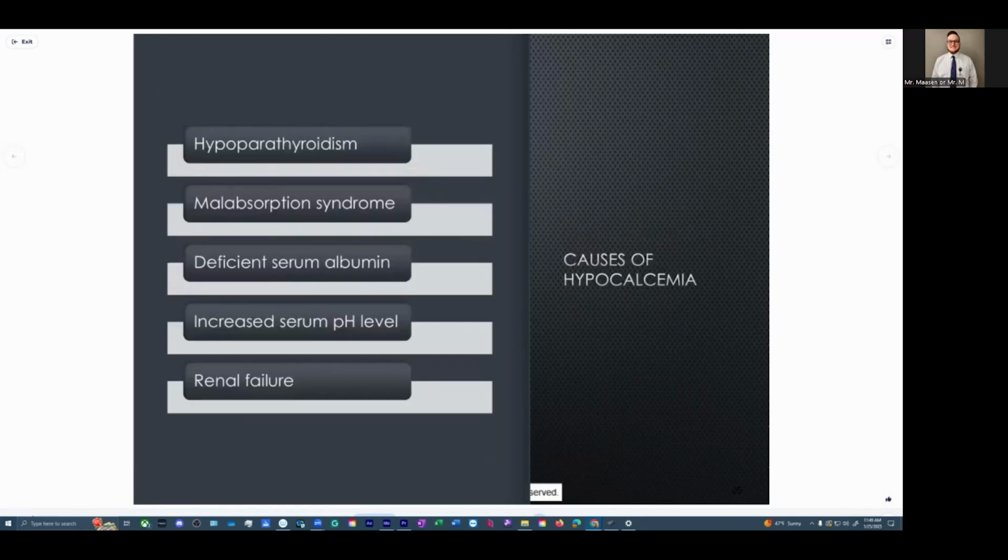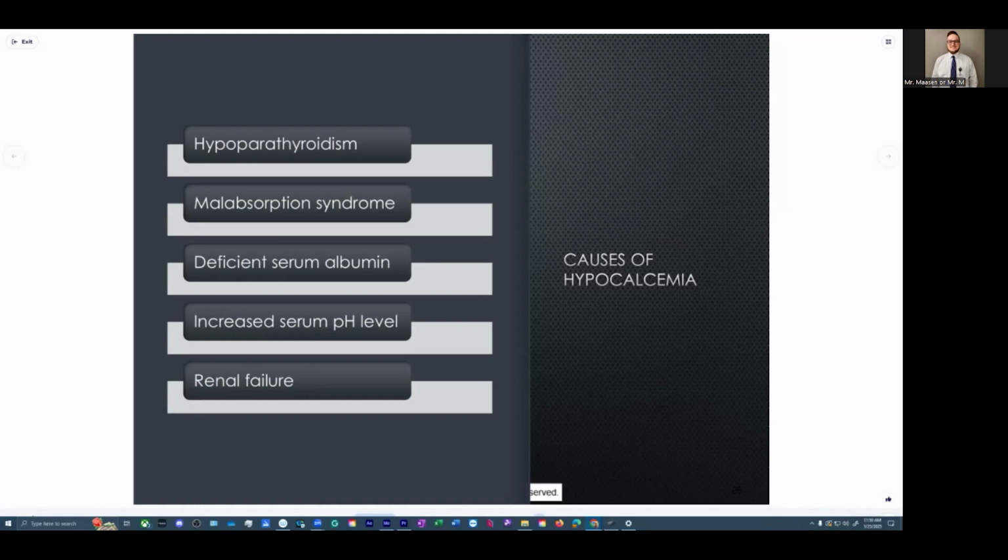So what's causing some of these imbalances? So causes of hypocalcemia. There's a couple things. Hypoparathyroidism would be not enough or an underactive parathyroid, which means underactive PTH. So underactive parathyroid is saying there's not enough of that PTH hormone. Therefore, the goal of PTH is to kind of raise blood calcium levels. So it's not doing its job, so blood calcium levels decline.